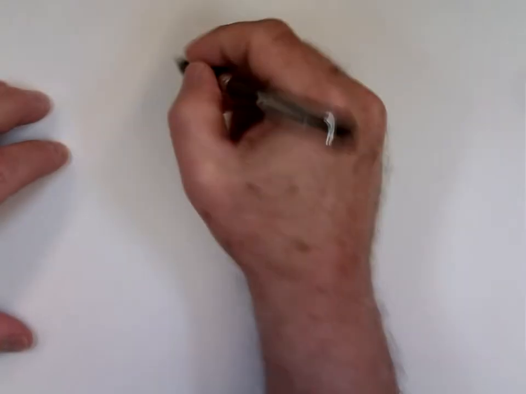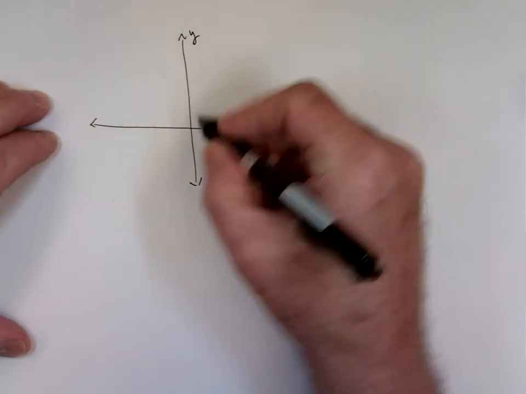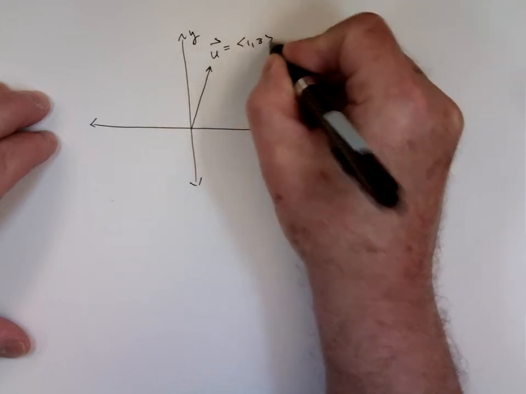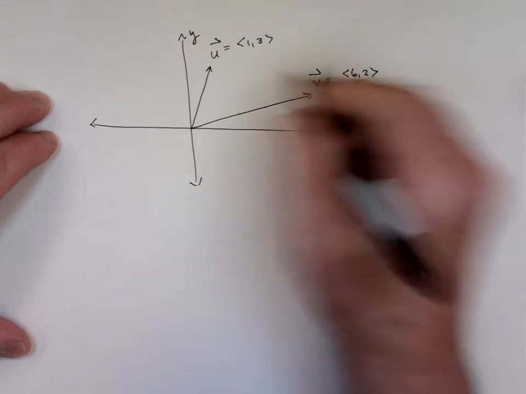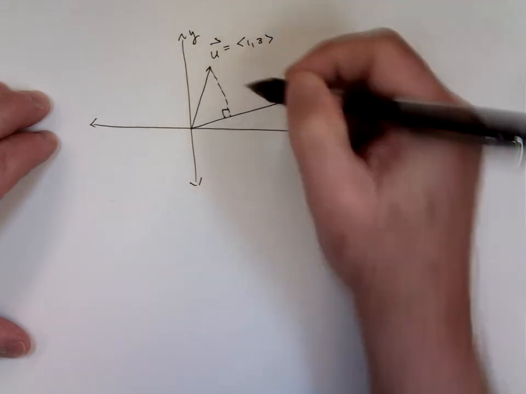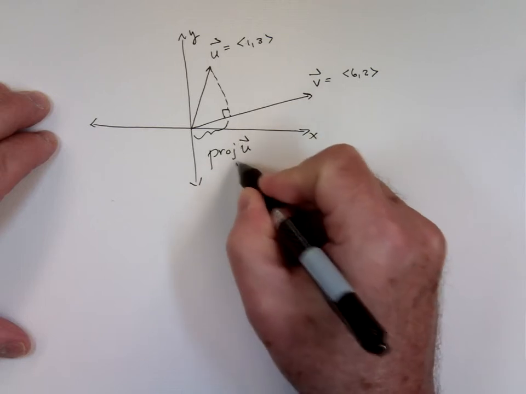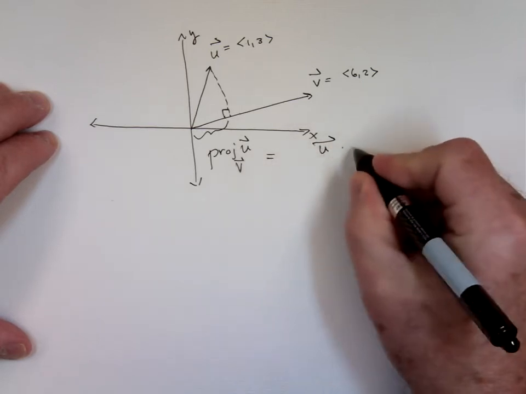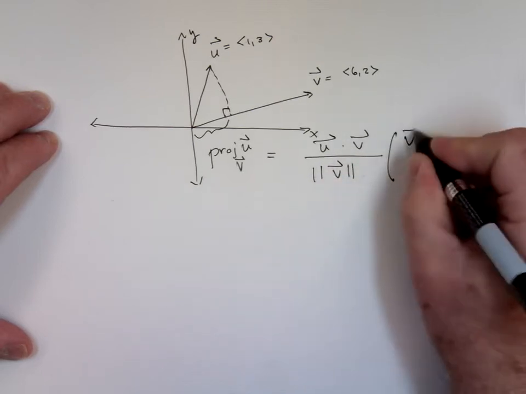Okay, you guys ready? Here's what we have. U is 1, 3. V is 6, 2. What we're going to do is drop that perpendicular. This is going to be the projection of U on V. So we want to find that. Let's do that first. That's the dot product over the magnitude of V times the unit vector in the direction of V.